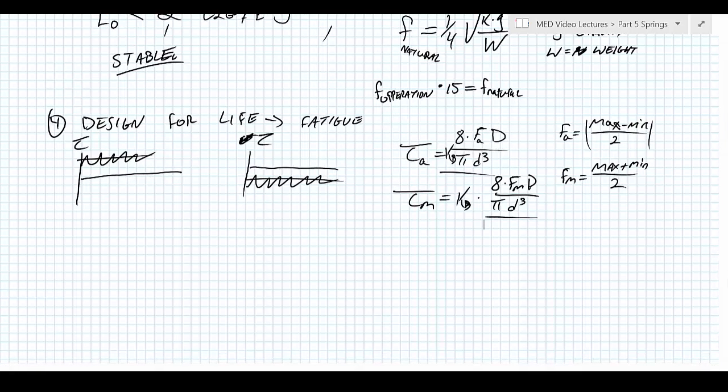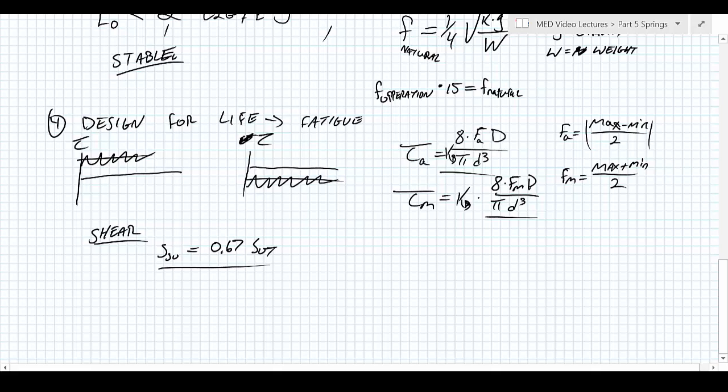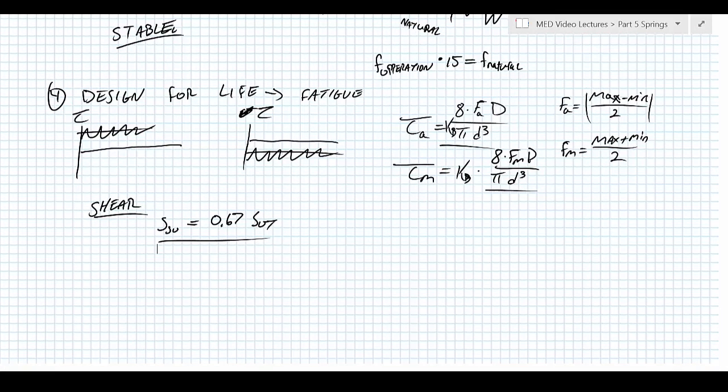And you'll recall now that we're in a pure shear case, right? So we can use the shear expressions. So the ultimate strength in shear is about 67% of the ultimate strength in tension. And the last part then would be the endurance strength.